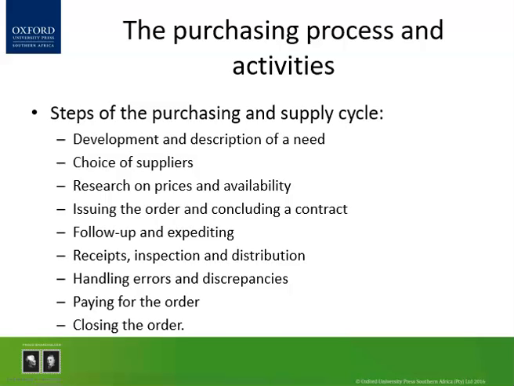Then there's need to choose suppliers, which will be the role of the purchasing and supply function. Then there will be research on prices and whether those materials are actually available. After that, an order will be issued and the contract can be concluded. There will still be need for follow-up and speeding up of the process. Then you pay, inspect receipts, and distribution happens. If there are errors or wrong materials were delivered, those errors need to be handled and corrected. If there are no errors, then the order can be paid and it ought to be closed.